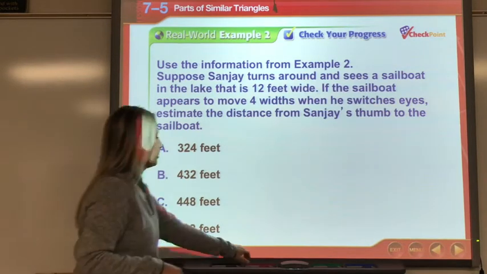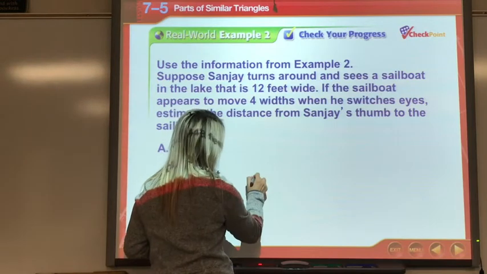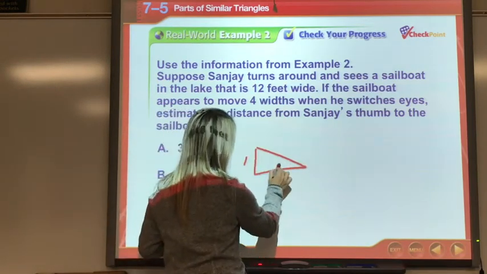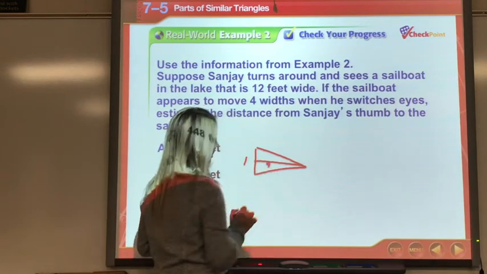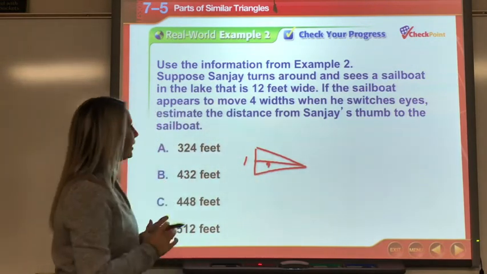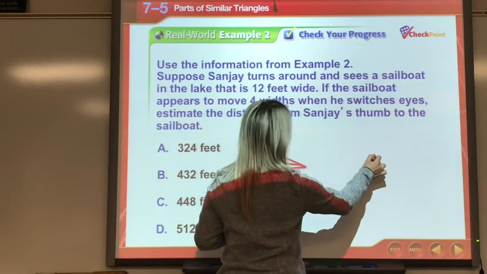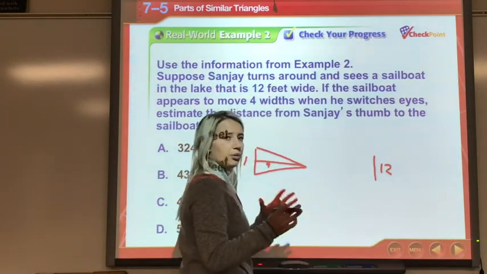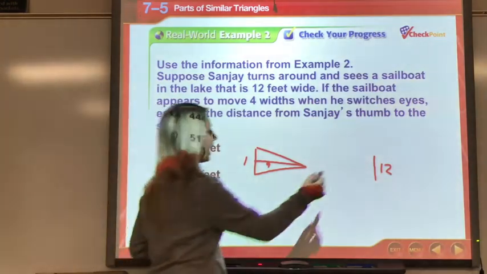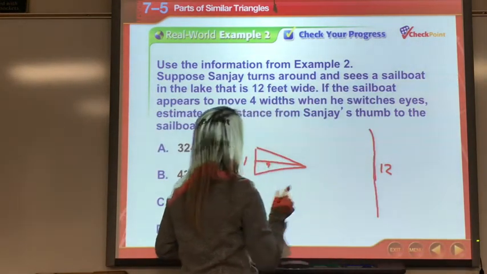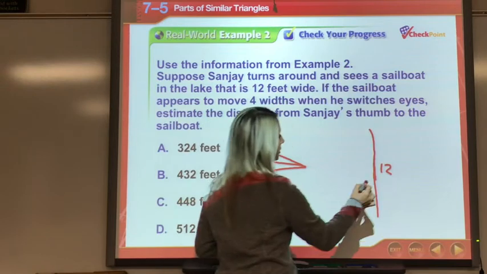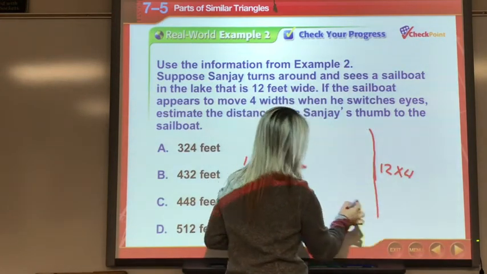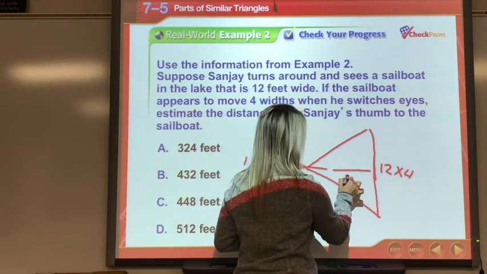Okay, so I'm just going to sketch out our picture again. So this is still 1, and here I have 9. Okay, now there's something over here that's 12. But it moves side to side 4 times, or 4 widths. So we're going to take that times 4. And we need to know what this is.